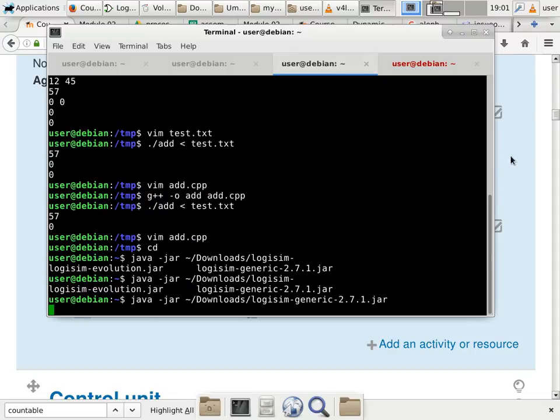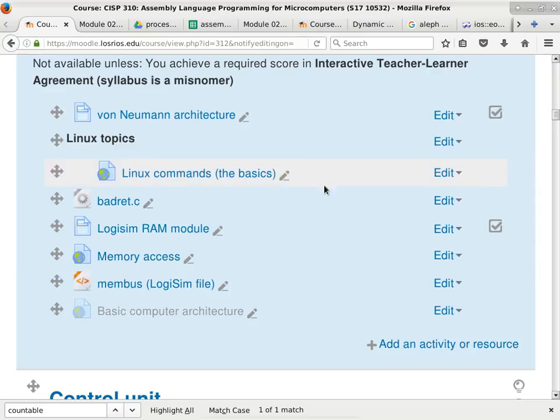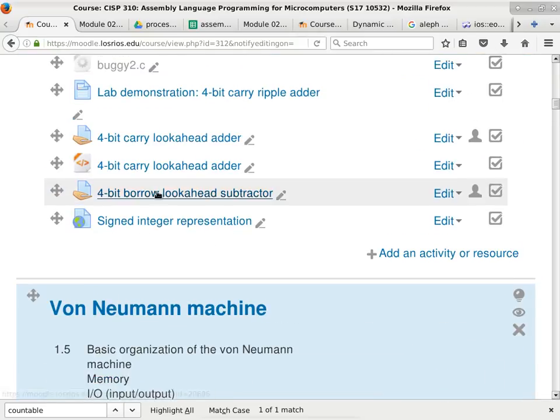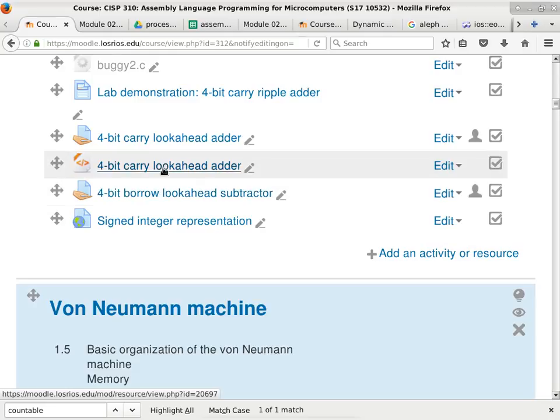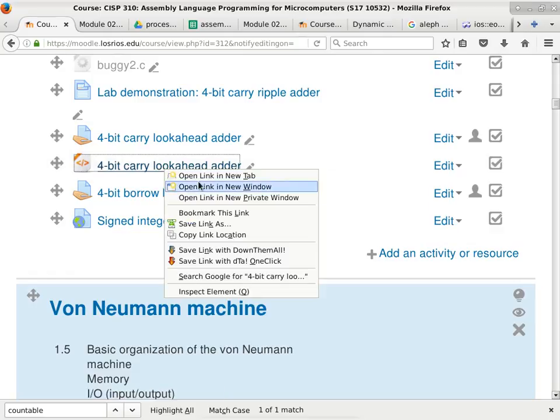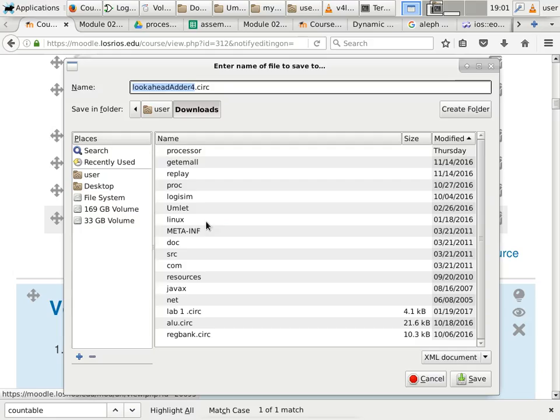So let's go back to the homework assignment that is due today. Are there any questions about that homework assignment? No questions? So I'm going to do the homework assignment just to show you the solution to that homework assignment, the one about the subtraction, the 4-bit borrow look ahead subtractor. And I'm going to use my own 4-bit carry look ahead adder as the basis. That's part of the reason why I did it last time.